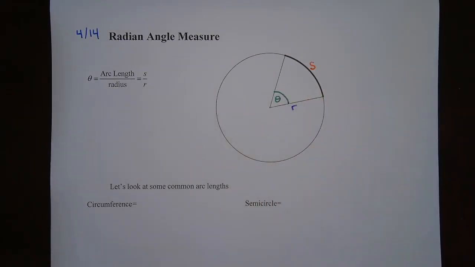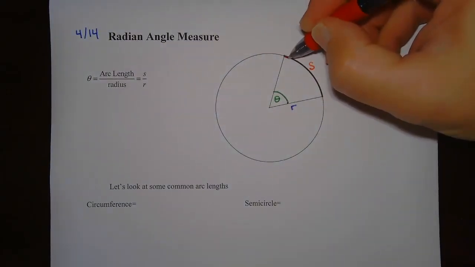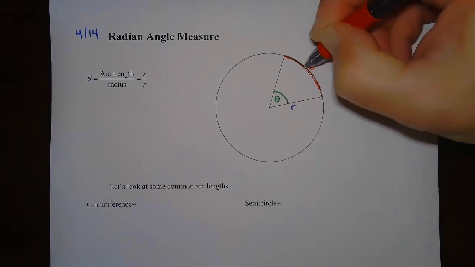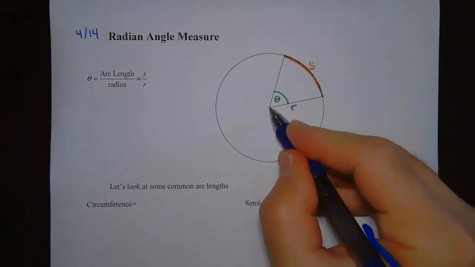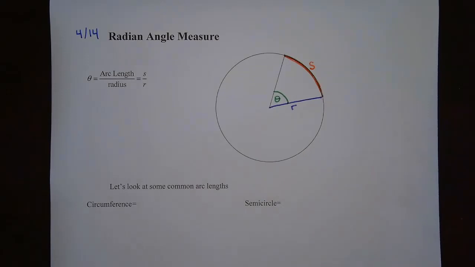Let me color this in a little bit. This would be the red length right here. This is part of the circumference of a circle, and this length right here is the radius of the circle, and it's in blue. So a little bit of color coding there. I'm going to do a little animation to help you understand this a little bit better.